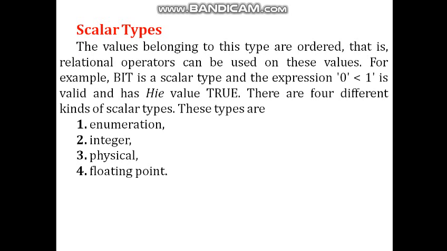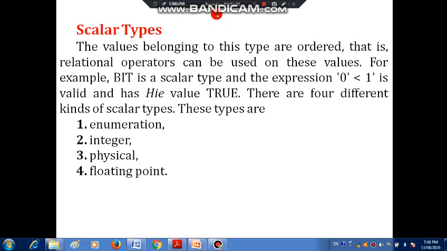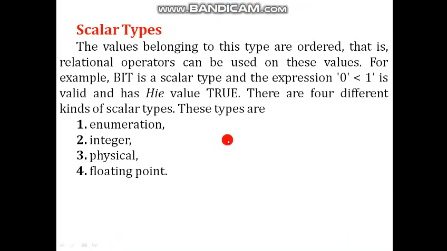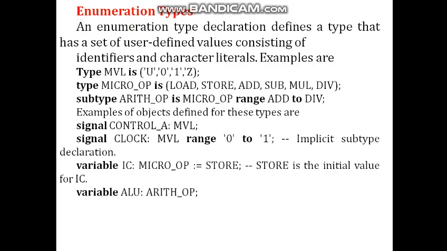So these are the four basic types of the scalar type: enumeration, integer, physical and floating. Out of these, integer, physical and floating are the numeric types because they are associated with a certain number. Today we will see the first type, enumeration. An enumeration type defines a type that has a set of user defined values consisting of identifiers and character literals. For example, we will take a simple example.